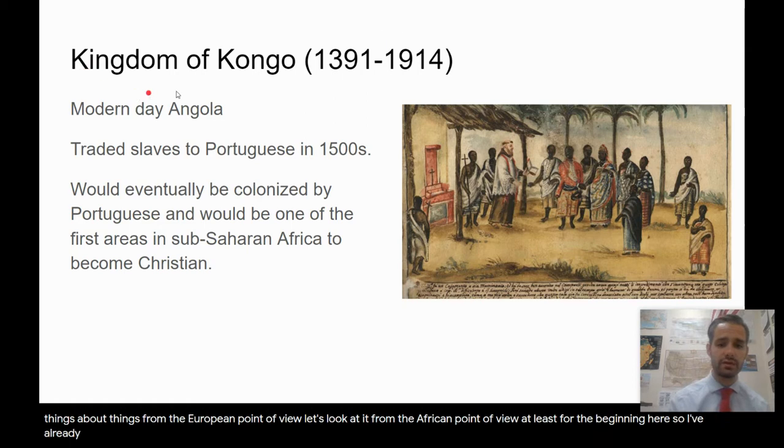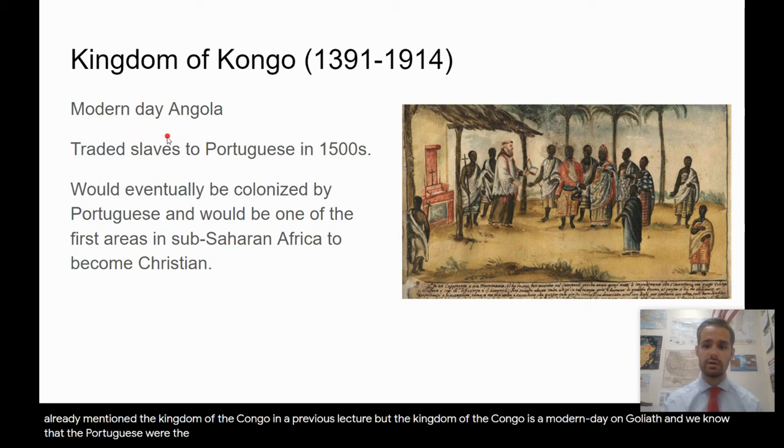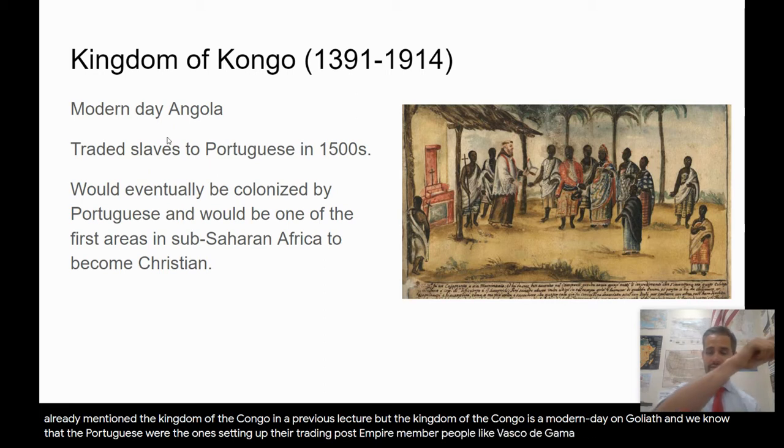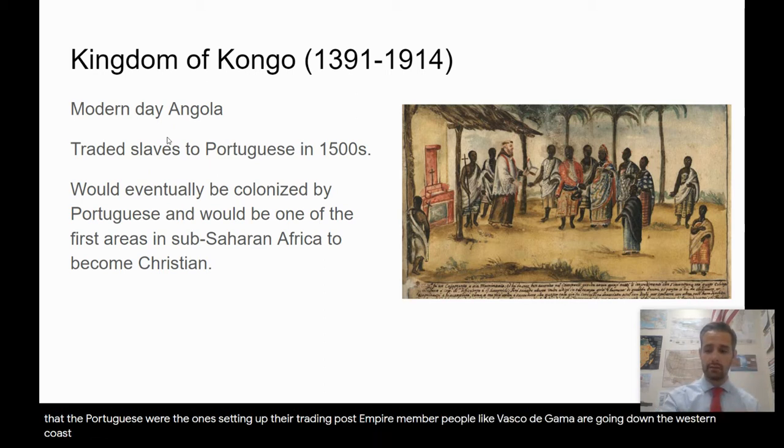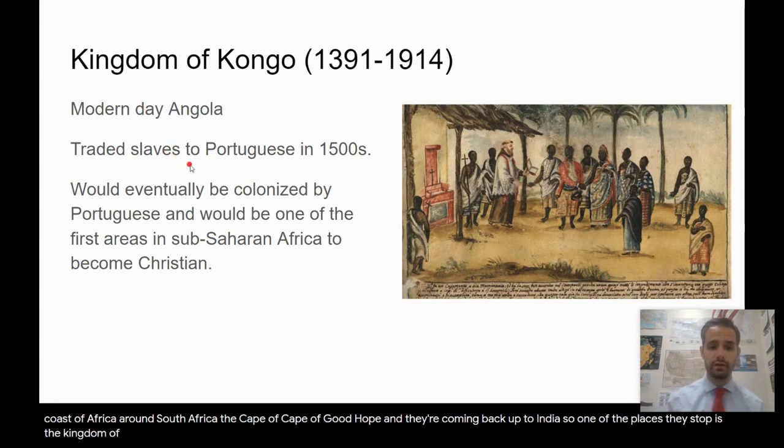So I've already mentioned the Kingdom of the Congo in a previous lecture, but the Kingdom of the Congo is in modern day Angola. And we know that the Portuguese were the ones setting up their trading post empire. Remember, people like Vasco da Gama are going down the western coast of Africa around South Africa, the Cape of Good Hope, and they're coming back up to India. So one of the places they stop is the Kingdom of the Congo.